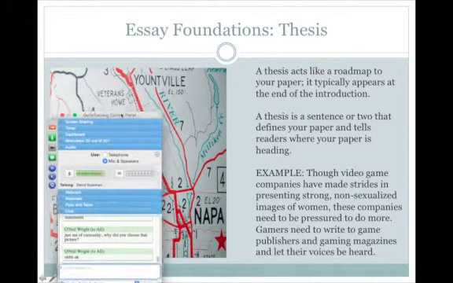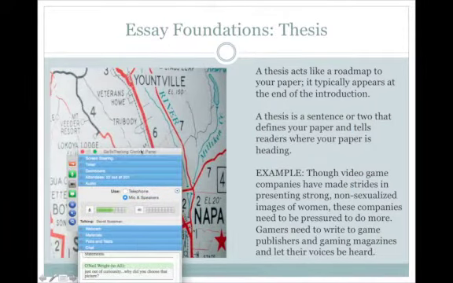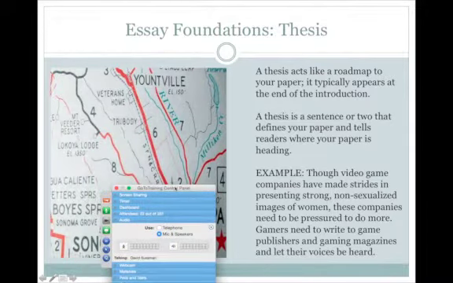Okay? A thesis kind of acts like the roadmap to your paper. It typically appears at the end of that introduction paragraph, which you'll be writing and posting to this week's discussion board. And real simply, it's a sentence or two that defines your paper and tells readers where your paper is heading. Most of you have probably heard this before. If you've taken English in high school, if you've taken another college level English class, you kind of know that that's what a thesis is, right? It's a sentence or two that appears at the end of your opening paragraph that sort of defines the terms of the paper.